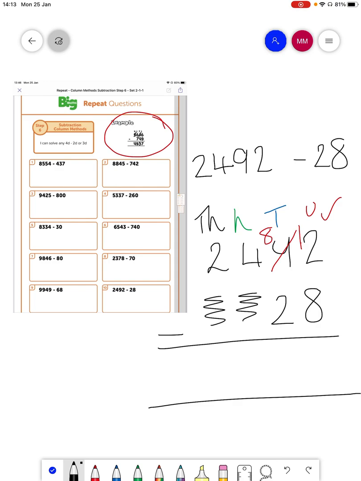Now we're sorted then. 12 take away 8 is 4. 8 take away 2 is 6. 4 take away nothing is just 4, and 2 take away nothing is 2.